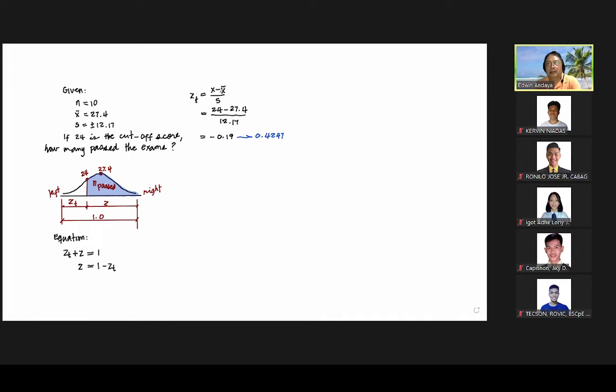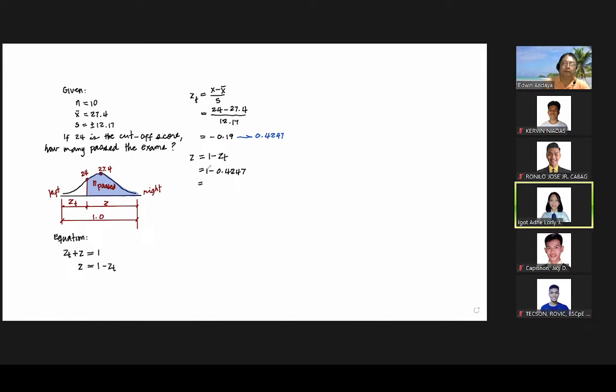Okay, so that Z equals 1 minus z sub t, 1 minus 0.4247 equals how much? 0.5753. Point 5753.